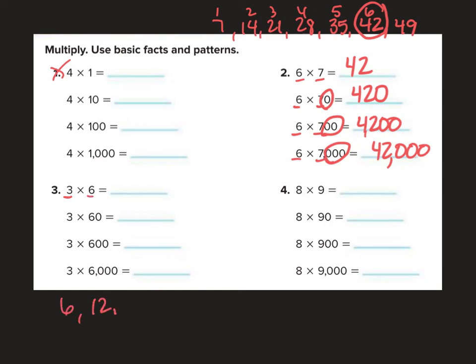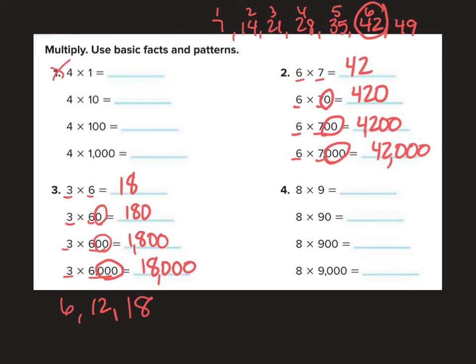Okay, 3 times 6. So 3 groups of 6. 6, 12, 18. 3 times 6 is 18. Add 1 zero: 180. 2 zeros: 1,800. We've got 3 zeros: 18,000. All right, let's keep moving on.